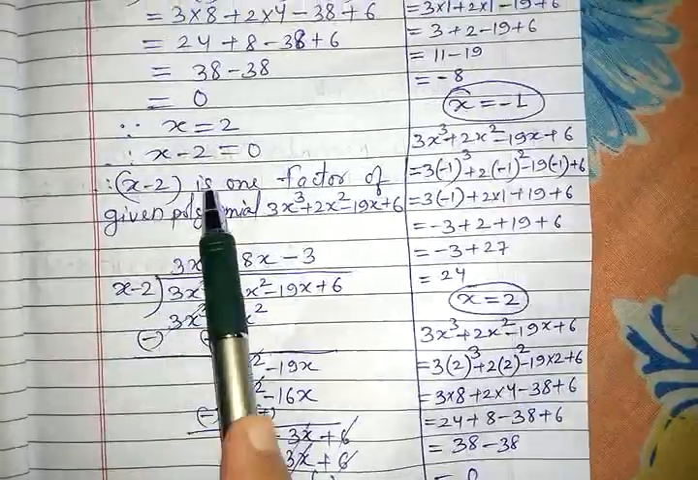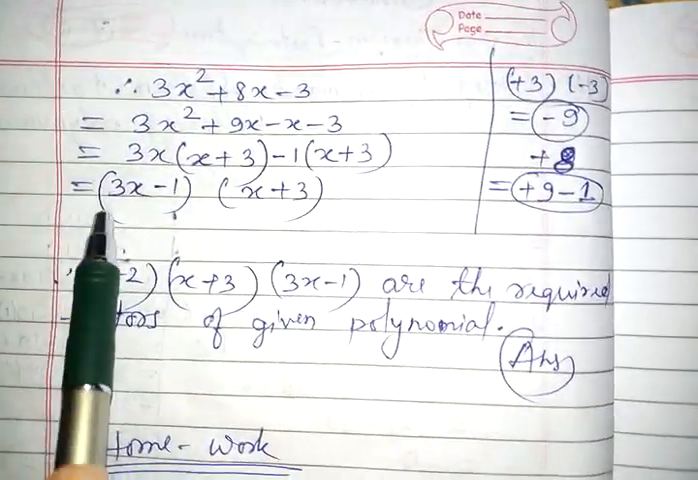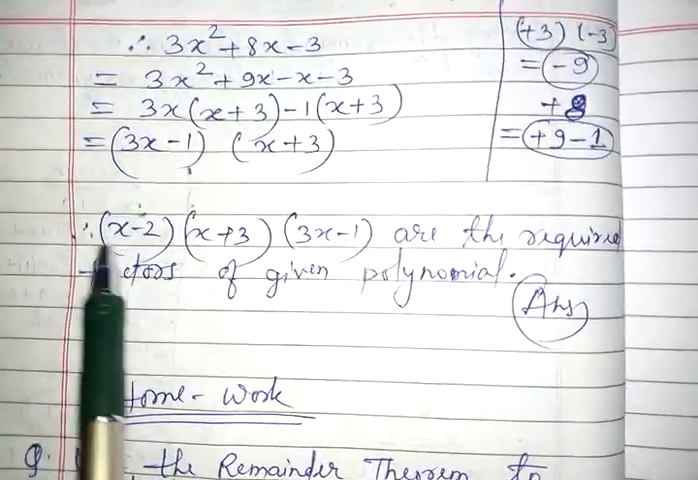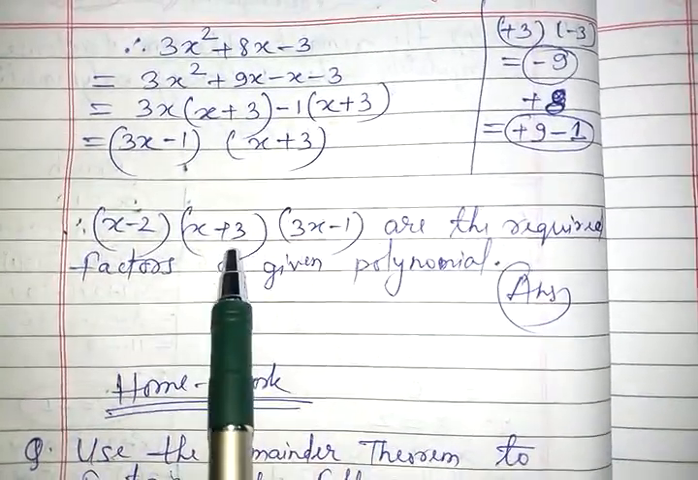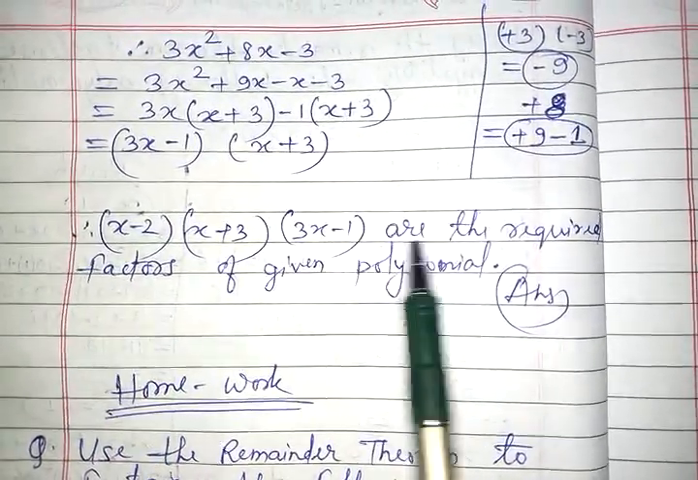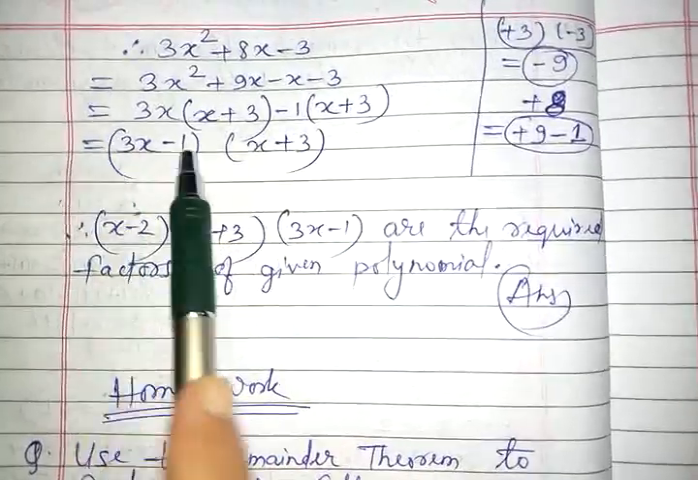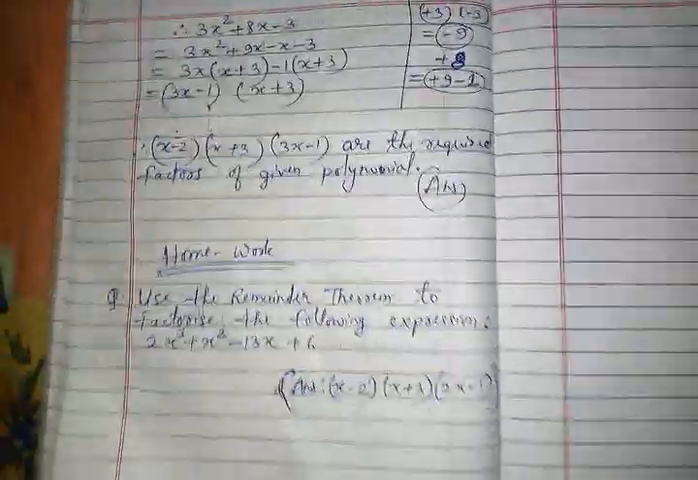So the first one is x minus 2, one factor, and the second factor is x plus 3, and the third factor is 3x minus 1. You write all these three factors here. x minus 2 first, x plus 3 second. In ascending order you write, sorry, ascending order, and 3x minus 1 you write here. These are the required factors of the given polynomial.